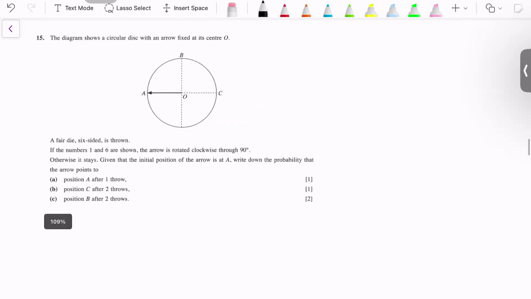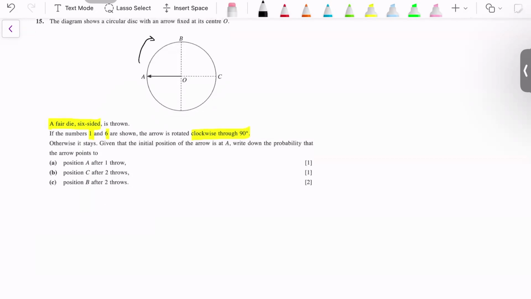Okay, next, question 5. It says the diagram shows a circular disc with an arrow fixed at its center O. Okay, so a fair dice, six-sided, is thrown. If the number 1 and 6 are shown, the arrow rotates clockwise 90 degrees. Okay, so if it's 1 and 6, it will rotate clockwise 90 degrees. So otherwise, it stays given that the initial position of the arrow is at A. Write down the probability that the arrow points to A after one throw.